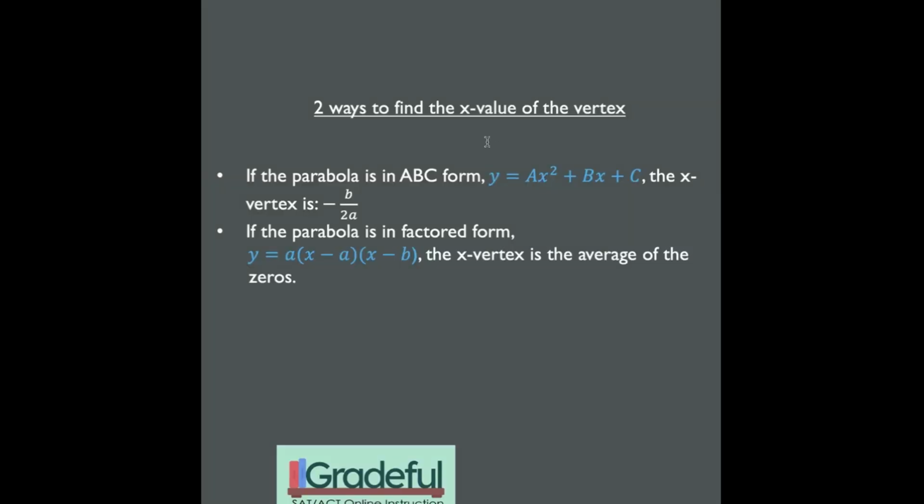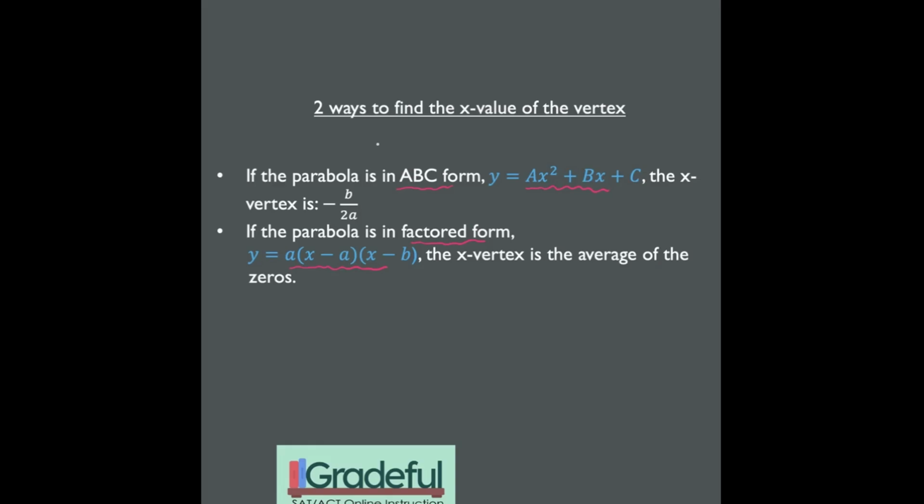There are two main ways to find the vertex, the x value of the vertex of a parabola. If that parabola is in ABC form, which looks like this, then the x value of the vertex can be found by arranging negative b over 2a. If, on the other hand, it's in a factored form, which looks something like that, after it's been factored, then the x value of the vertex would be the average of the zeros.